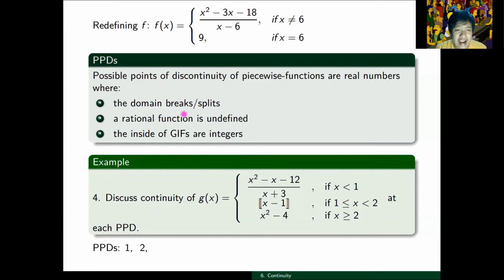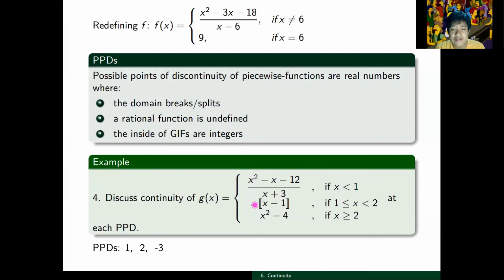Next, do we have rational functions here? Yes, this one. Is it undefined somewhere? Yes, at x equals -3, your denominator is 0. Pero check mo muna, no? Is x equals -3 in this domain? Kasi yung rational function na to para lang sa x less than 1. But when -3 is in this part of your domain, it's less than 1. So it's counted as a PPD.